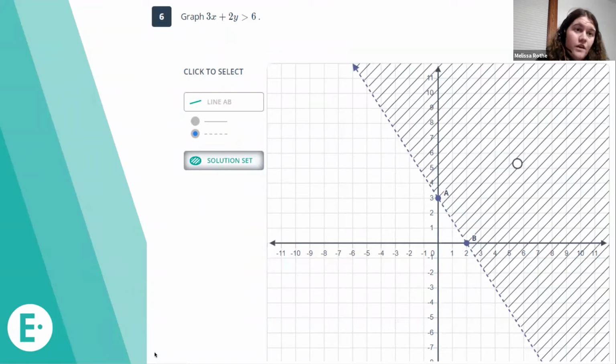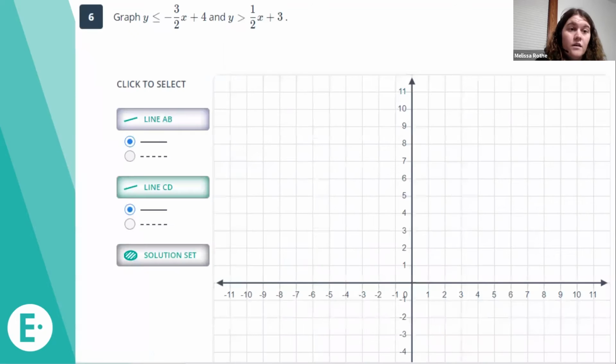From this, then I created a little bit more complex graph on the next slide. And so I had two inequalities. And so I had double the lines and the solution set. And so students were able to graph this and choose where they overlap.